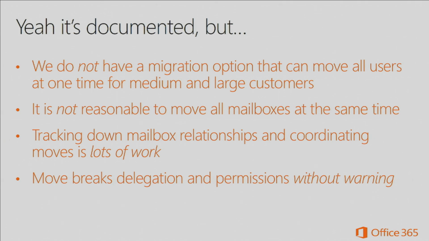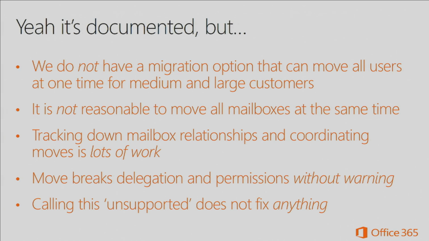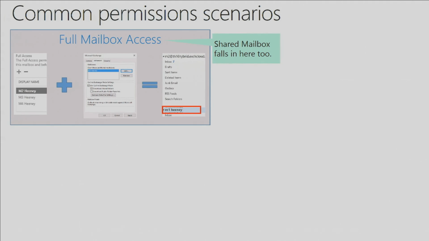Moves break delegations without warning. So you're moving a mailbox, you're not told, hey, your delegation's not going to work, so you're expecting it to work. You could even assign permissions, and those permissions get assigned without giving you a warning. So you think they're working, but they're really not. So kind of an annoying little thing. And calling this unsupported is not a solution to the problem. We all know that. So what are the common access scenarios that we face?